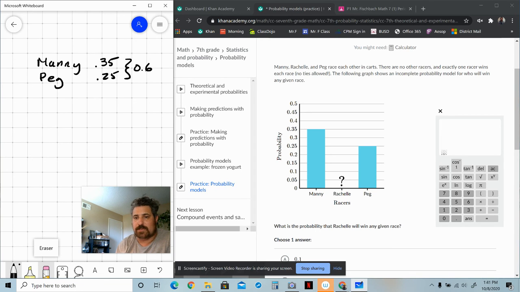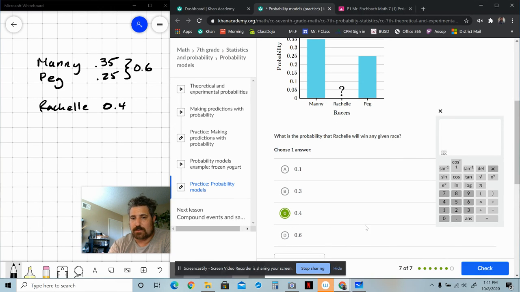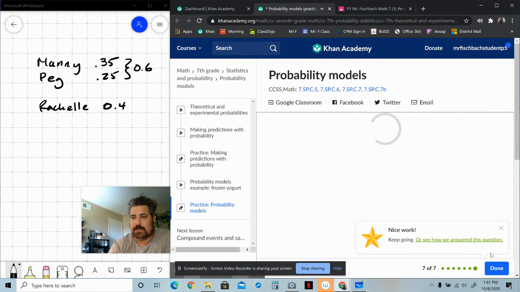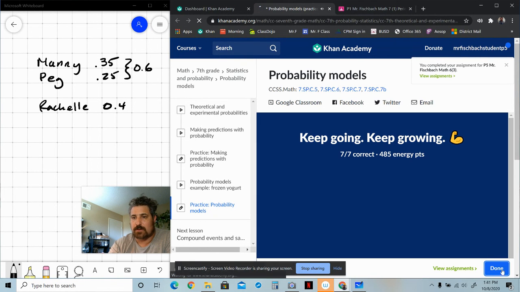So they win 60% of the time, which means that the other remaining person in this model, Rochelle, must win the remaining portion of the time. Well, what's 1 take away 0.6? 0.4. So that means Rochelle must win 40% of the time, because together it all has to add up to 100%, or one whole. So that means that Rochelle is going to be 0.4, so that's it. And that's how you do those problems. Hope it helps.